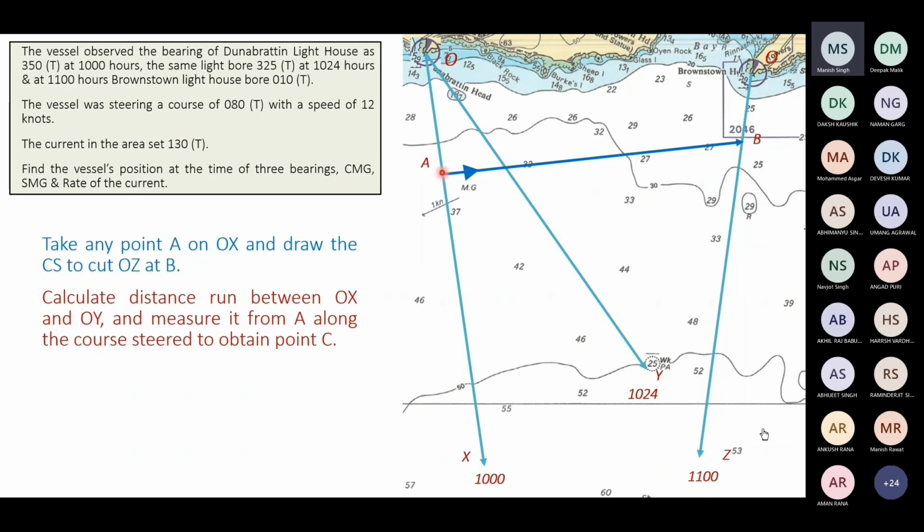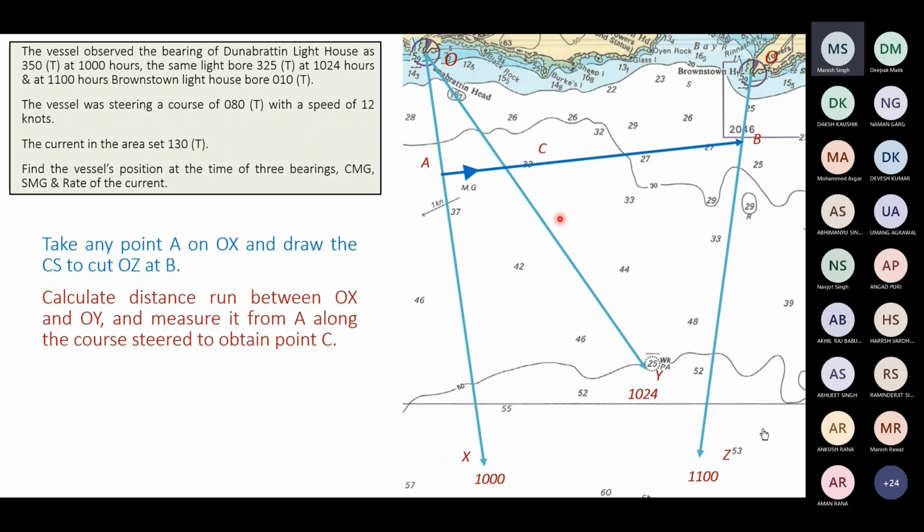So keeping my compass centered at point A, the compass is open to a radius equal to my engine distance in 24 minutes. And I cut off the line AB. I will get a point here, and let's name that point as C. So the length of AC is equal to the engine distance covered between 1000 hours and 1024 hours, that is, between the first observation and the second observation.